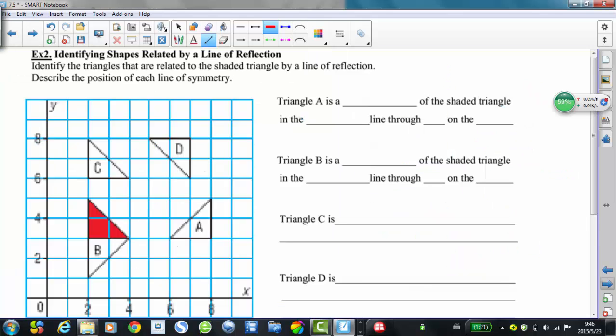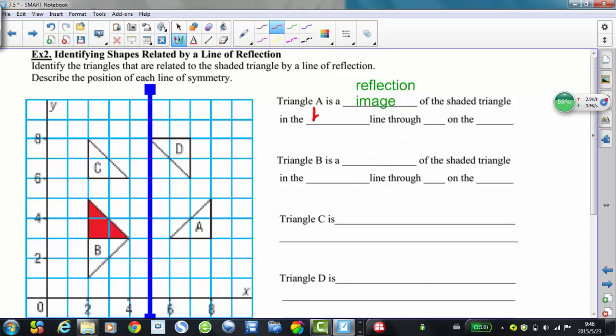Let's look at example 2, identifying shapes related by a line of reflection. Identify the triangles that are related to the shaded triangle by a line of reflection. Describe the position of each line of symmetry. So the shaded triangle is the red one. Let's look at the relationship between this shaded triangle and triangle A. We can tell that triangle A is a reflection image of the shaded triangle in this line.